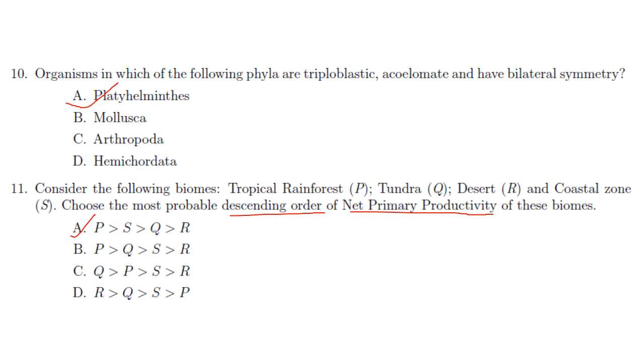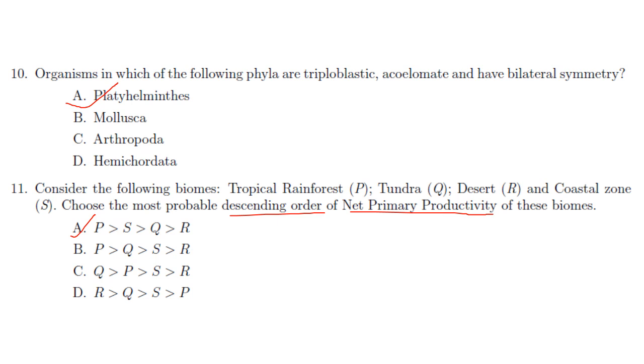So what is net primary productivity? The amount of energy that remains after respiration loss in the producer is referred to as net primary productivity. Let me simplify it. That is the amount of energy the plant captures through photosynthesis minus the energy they spend for cellular respiration. That is net primary productivity.